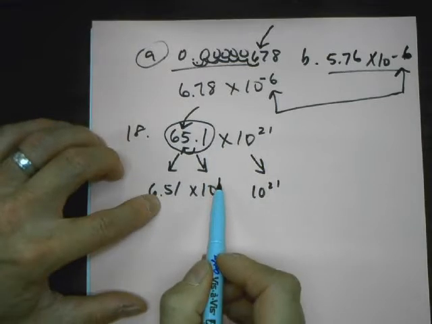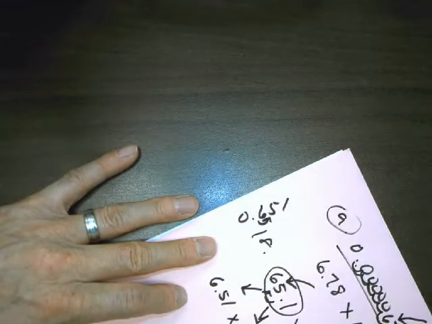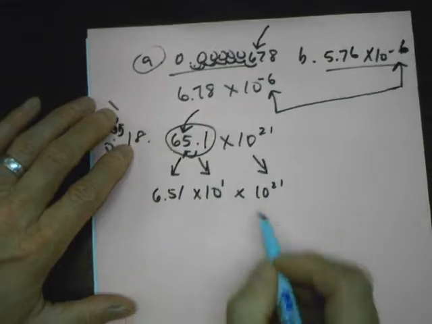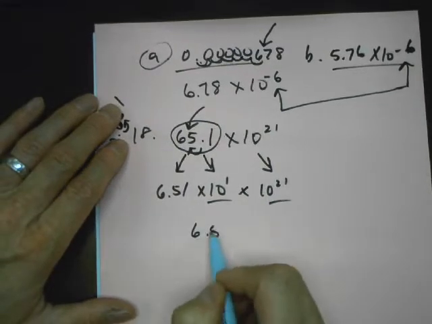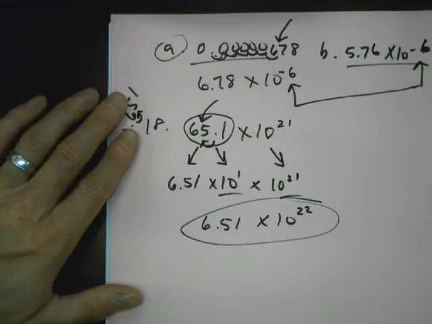65 is bigger than 1, so it's positive 1. See, this would be a negative 1, right? I'm moving that one time, but that'd be a negative 1. And what's left now is just to combine my tens, or multiply my powers with the same base, add the exponents, and there's my answer.